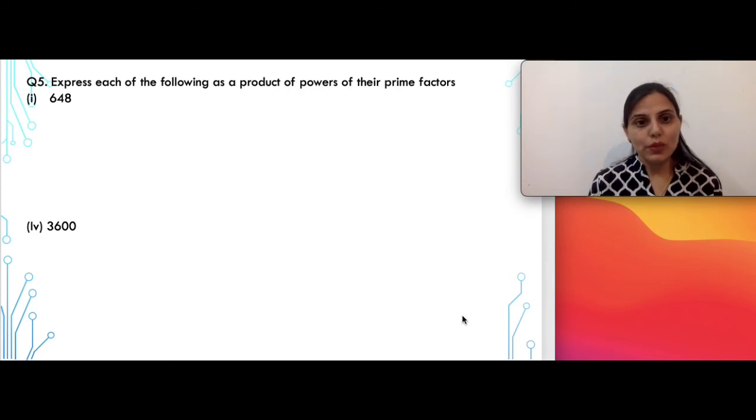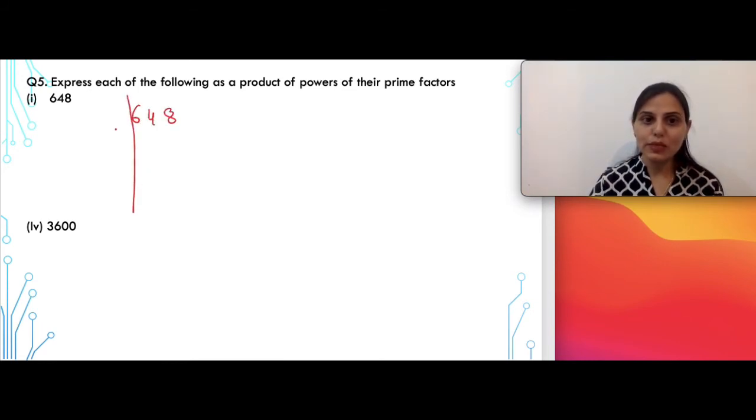Now for the next question, it says you need to express each of the following as a product of powers of their prime factors. Now if you remember, 2 is the smallest prime number. So we need to take only those numbers which are prime numbers in this case. Let us start for 648. Now since the number at units place is 8, so it is divisible by 2. Let's start with the division by 2.